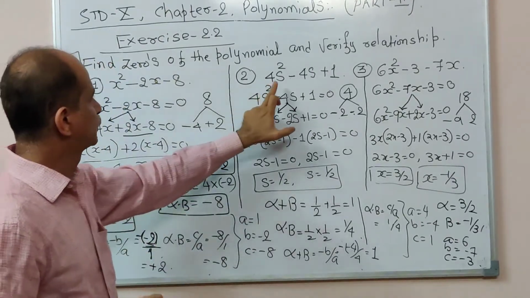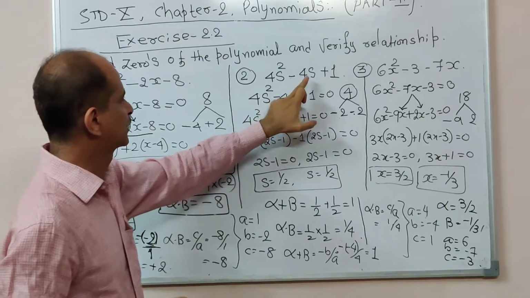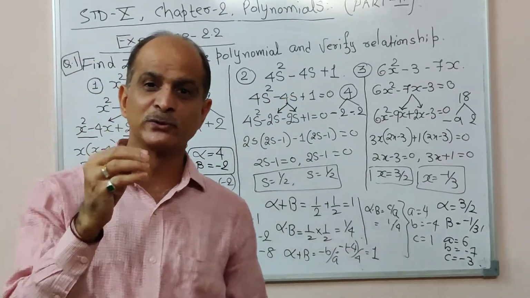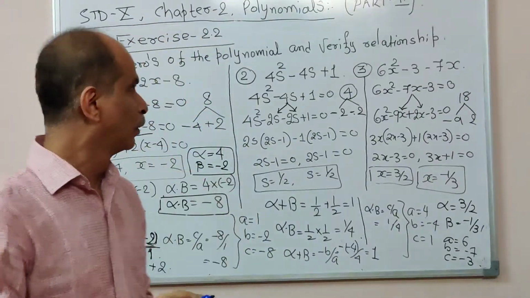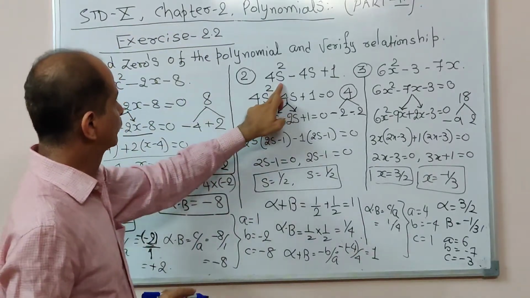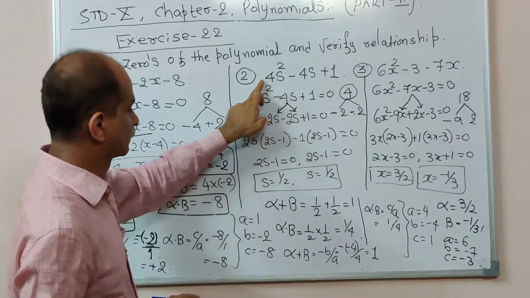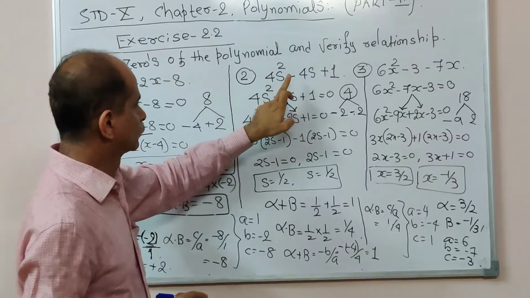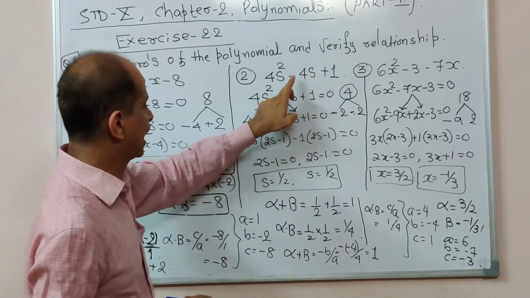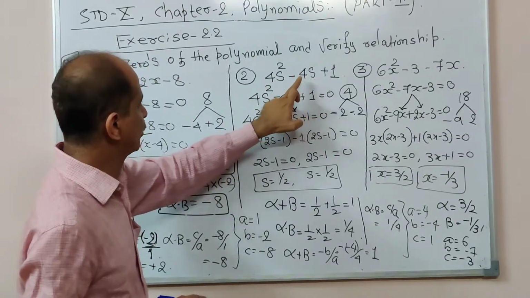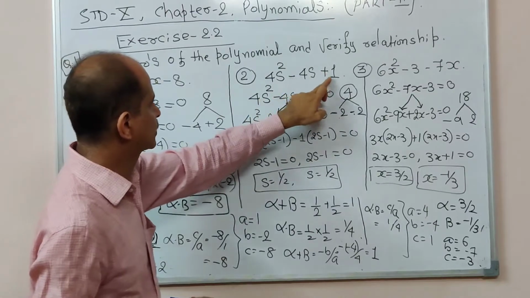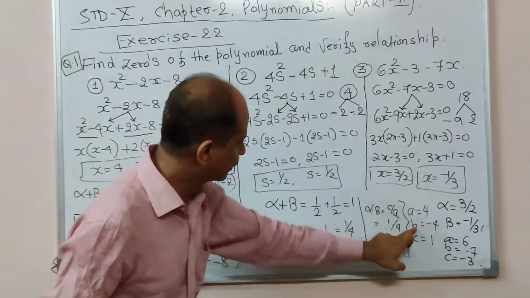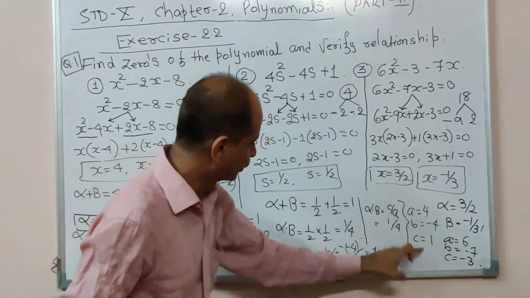The example is 4s square minus 4s plus 1. Here s is used as a variable. So the coefficient of s square is 4, means a is equal to 4. Coefficient of s is minus 4, so b is equal to minus 4, and the constant coefficient is 1. So a is equal to 4, b is equal to minus 4 and c is equal to 1.